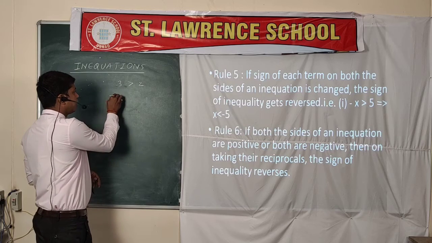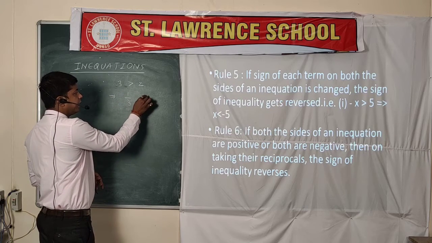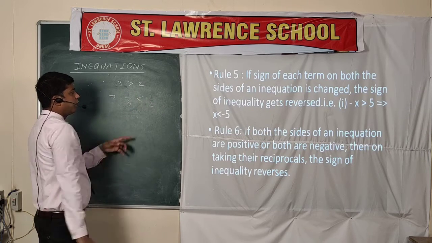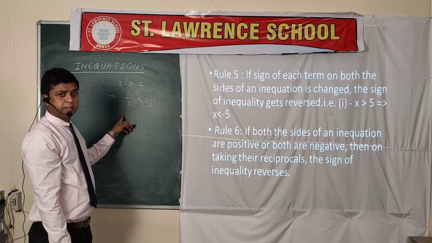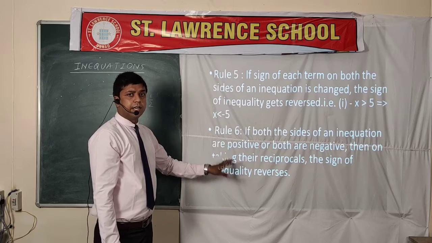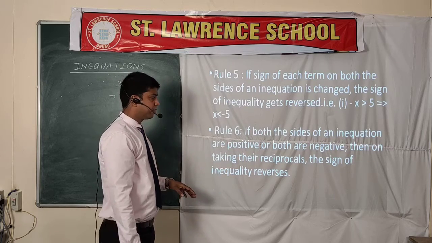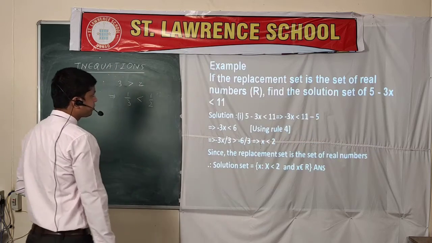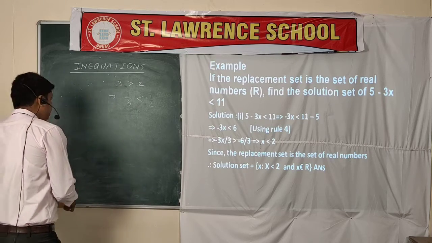If you do the reciprocal on both the sides, what does it come to? 1 by 3 and 1 by 2. Now 1 by 2 is greater than 1 by 3. That means doing the reciprocal on both the sides changes the sign of the inequality, reverses the sign of the inequality. There is an example here.